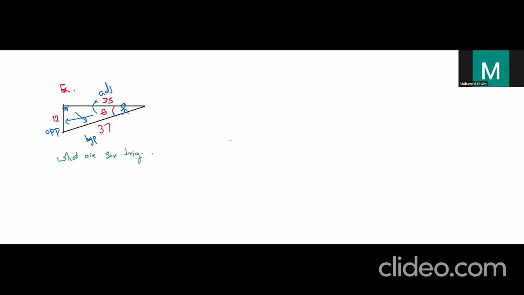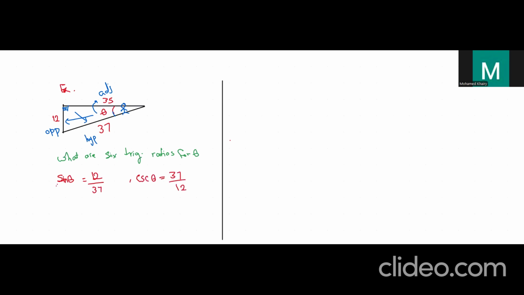So how can I solve it? Already we memorized the formulas. This is the first step to master this ability. Then after this, you are going to apply them. Sine theta is opposite. So what is your opposite? Excellent, 12 over the hypotenuse, which is 37. And what is the reciprocal? Cosecant theta equals 37 over 12.